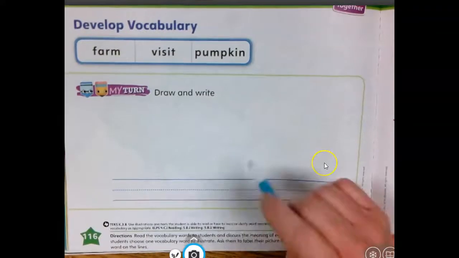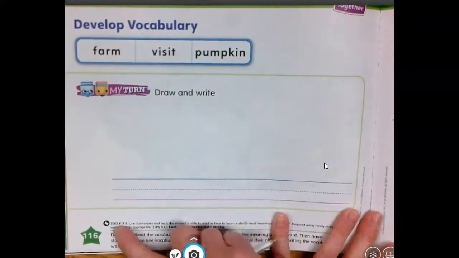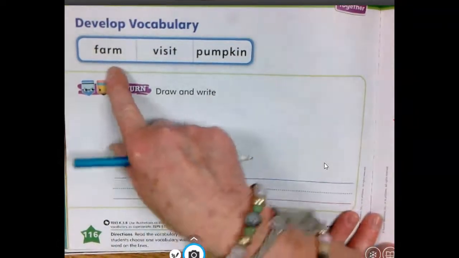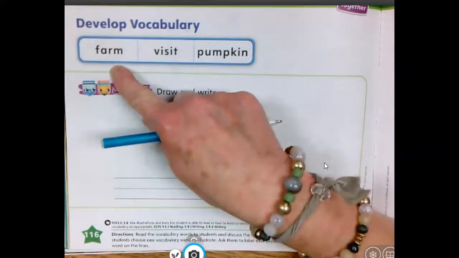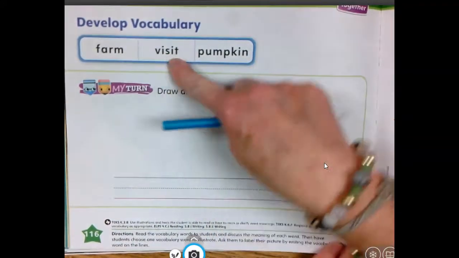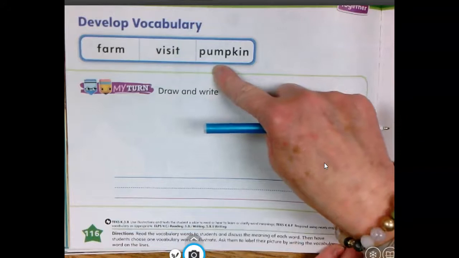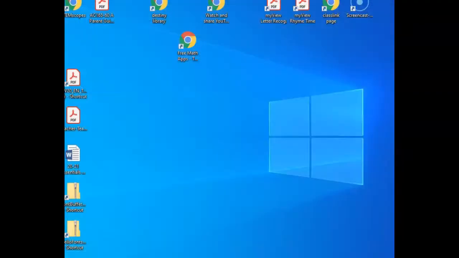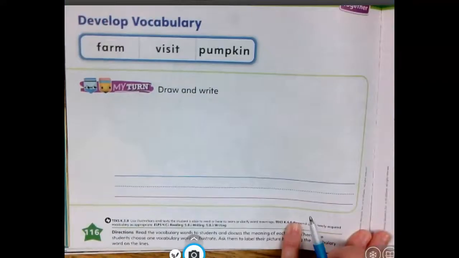Now, for our activity, we're going to turn the page to 116. And we're going to look at our vocabulary words. Farm, visit, pumpkin. Now remember, a farm is a place where people grow crops or raise animals. And that's where the story took place.